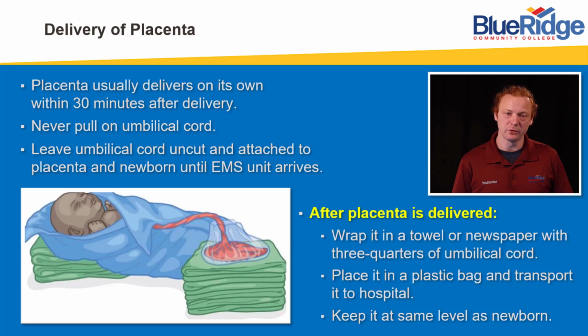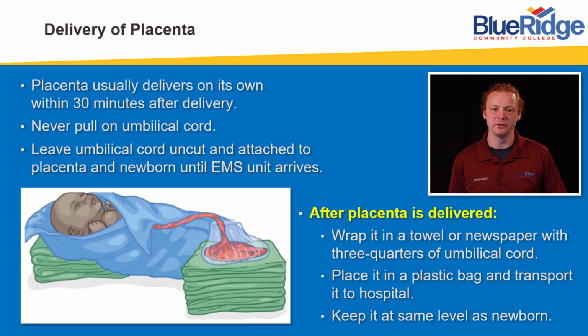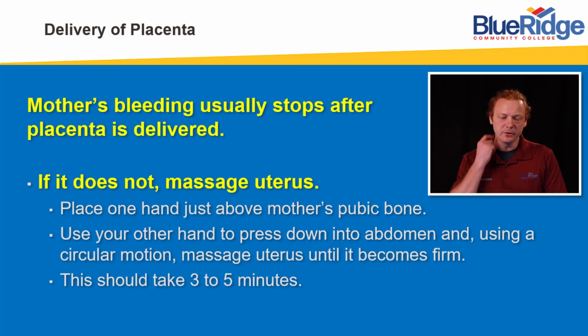Typically OB kits or obstetrical kits have this plastic bag specifically for the placenta supplied in them. Keep it at the same level as the newborn to prevent blood from the newborn flowing back into the placenta. This would be essentially blood loss or an enclosed hemorrhage of the newborn. And the mother's bleeding usually stops after the placenta is delivered.